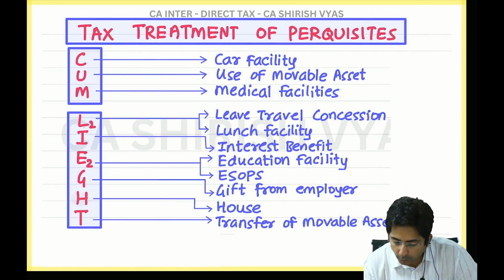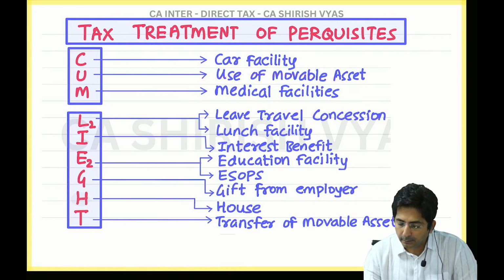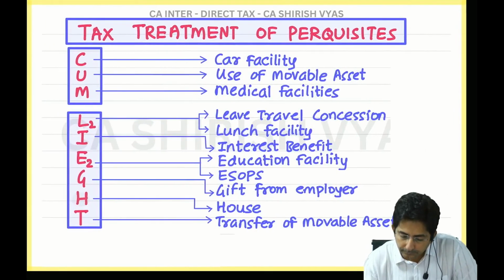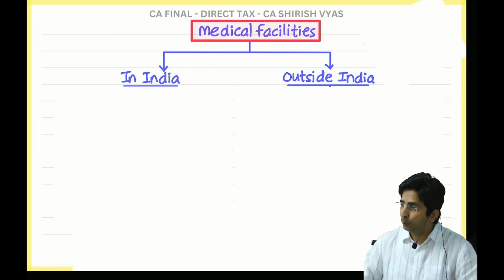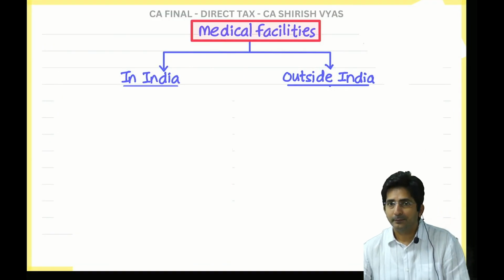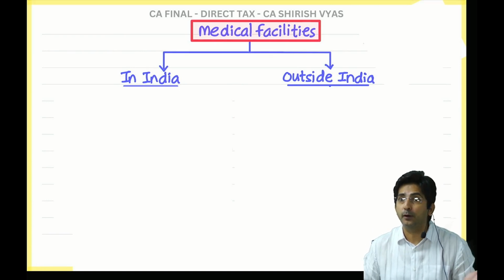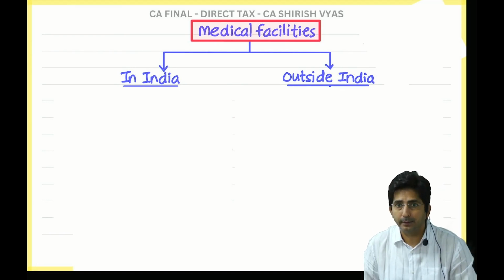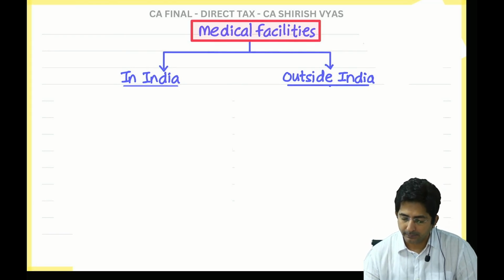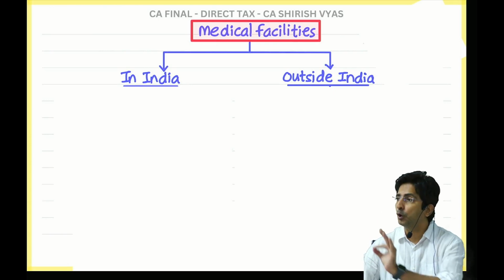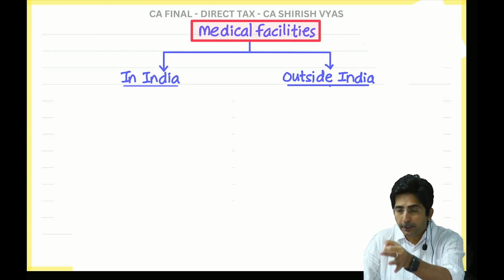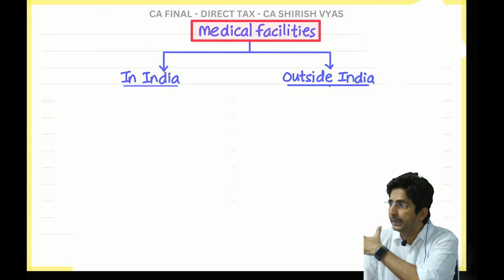Now see, first point is medical facilities. Now look here. I have to hide things from you, because if everything is open in front of you, you will get confused. Okay, step by step. See, for medical facility, you should always check whether the treatment is done in India or outside India.